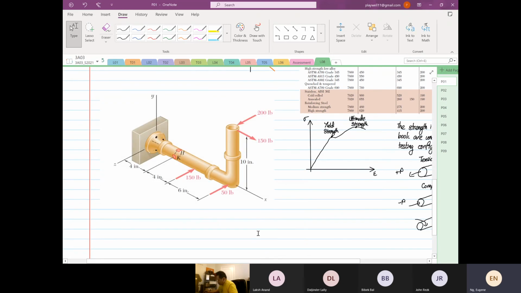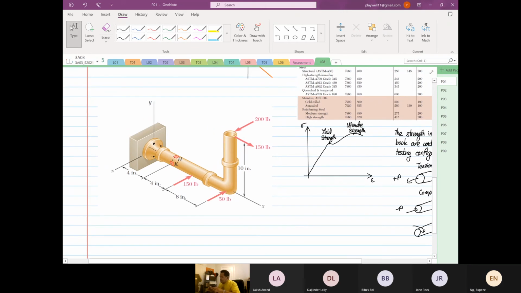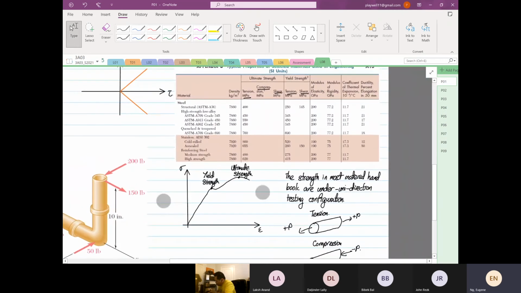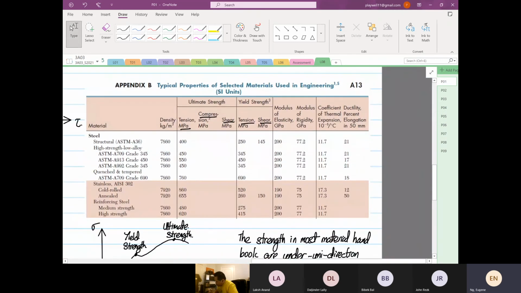If you look at our structure over here, when we analyze our structure, what will we use? Will we use tension, compression, or shear? And what is even more confusing is what will we use: ultimate tensile strength or yield strength? Which one will you use?